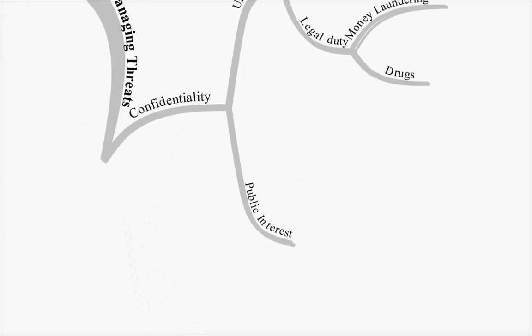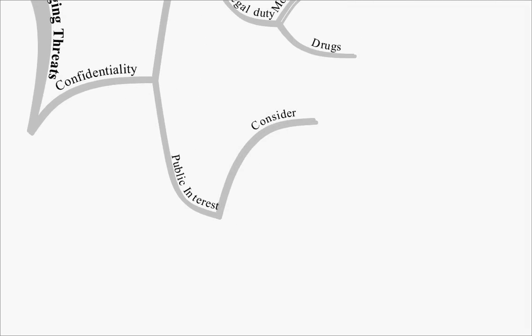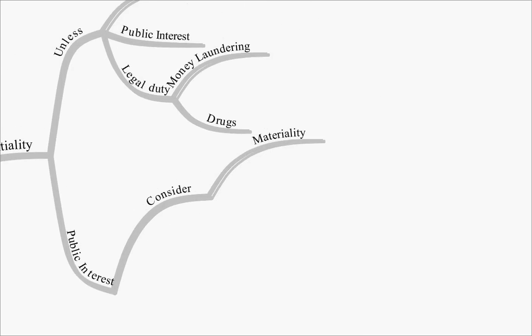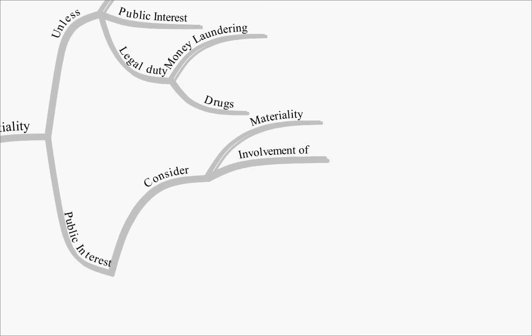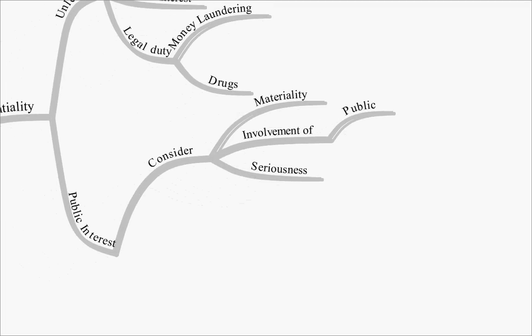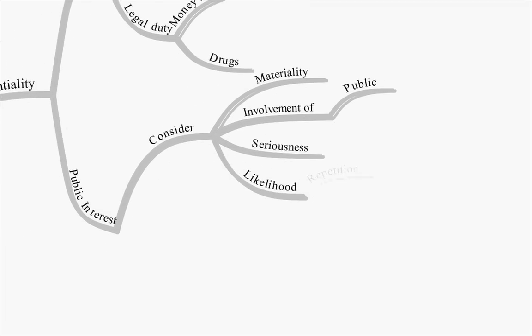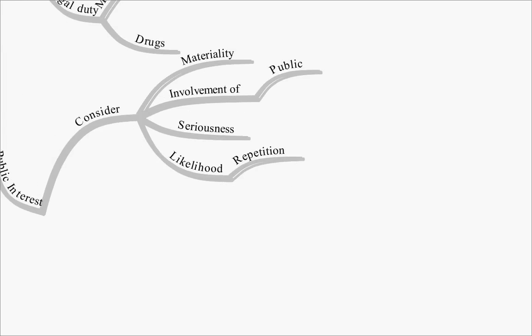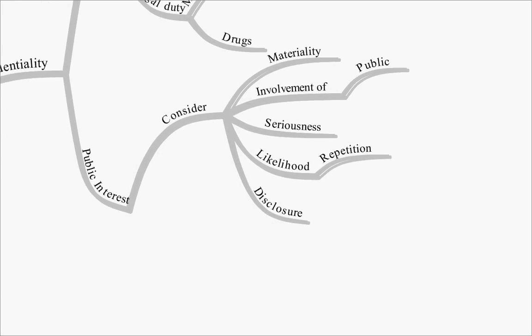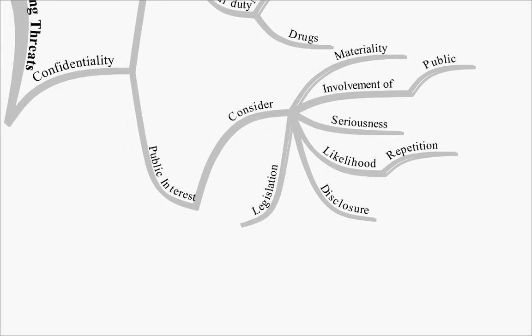So let's look in a little bit more detail at what might be in the public interest. Well, there's no hard and fast rules on this. What you've got to do is consider several things. You'll consider the materiality of the item. You'll also consider the involvement of the public, the seriousness of the infringement or the item, the likelihood that it's going to be repeated, i.e. that it'll happen again. Has it been disclosed? And is there legislation in place to guide you as to whether it's in the public interest to reveal it or not? So these are the things that you will consider to decide whether something is in the public interest.